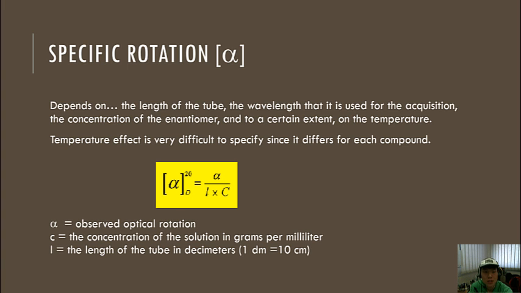So in general, the following equation is used to calculate the specific optical rotation from experimental data. You should know what each symbol means, okay? Very important, don't just memorize the formula. Alpha stands for observed optical rotation. C, the concentration of the solution in grams per milliliter. And L, the length of the tube in decimeter, dm.